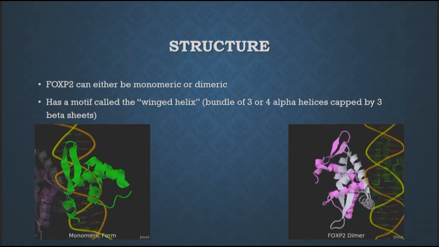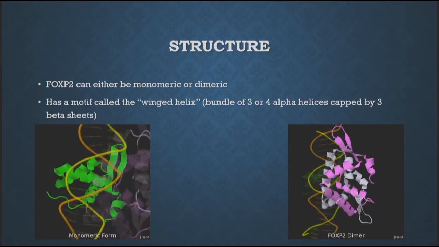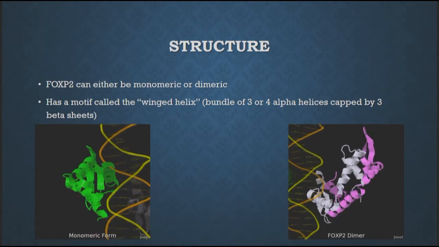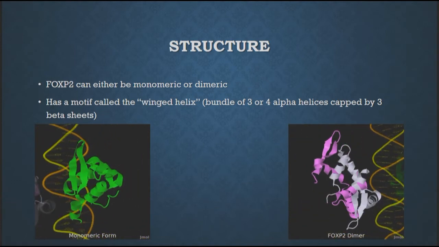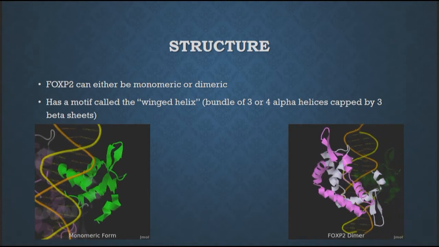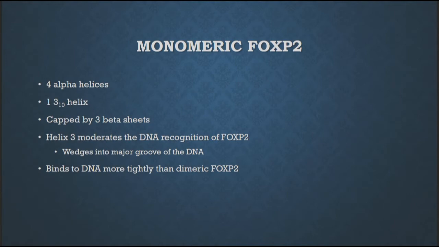Structurally, FOXP2 can be monomeric or dimeric. All proteins of the FOX family, including FOXP2, have a motif called the winged helix, which features a bundle of 3 or 4 alpha helices capped by 3 beta sheets. FOXP2 is comprised of 4 alpha helices capped by 3 beta sheets.